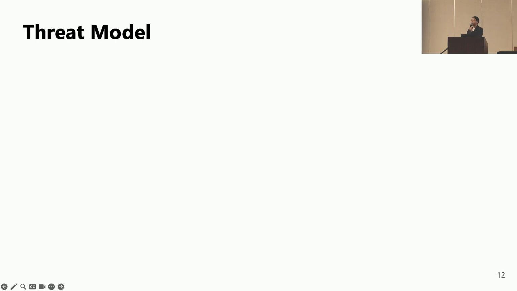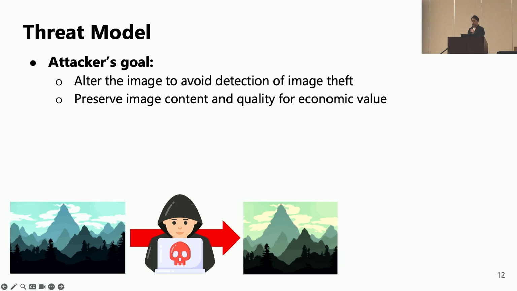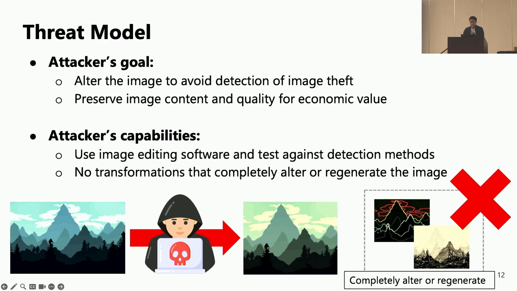Let's begin with the threat model. The attacker's goal is to modify the image to evade detection while maintaining its visual content and quality, preserving its economic value. We assume the attacker has access to image editing tools and evaluate images against detection mechanisms. However, the attacker does not apply transformations that entirely change or regenerate the image. This excludes the use of generative models, such as diffusion models, and extreme image processing techniques like aggressive downsampling.